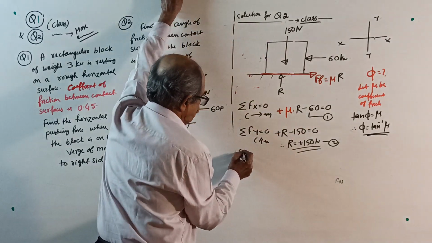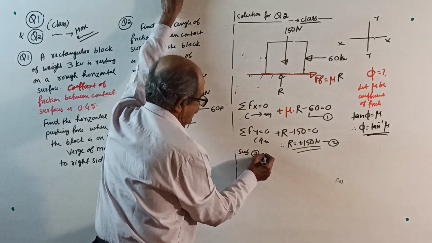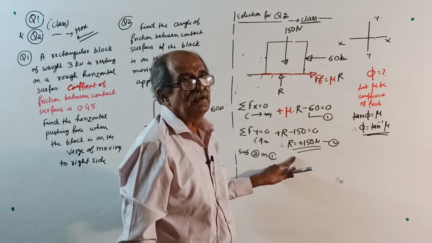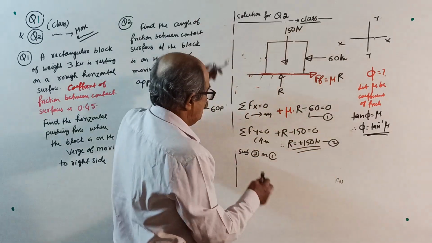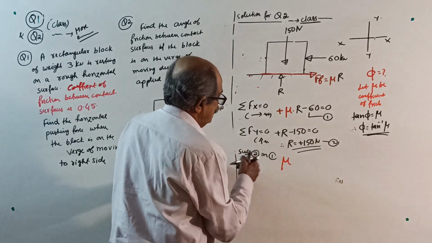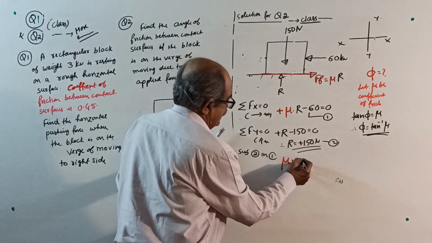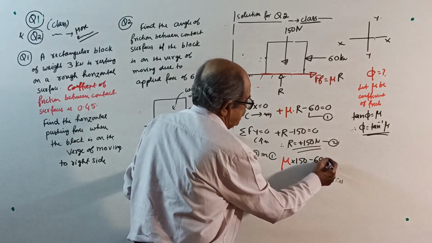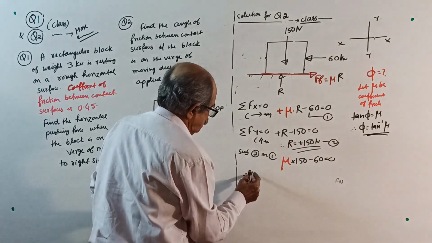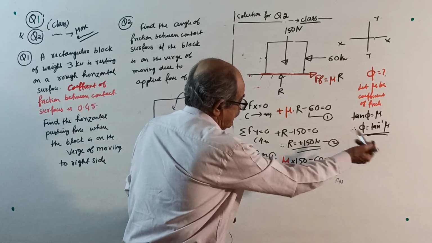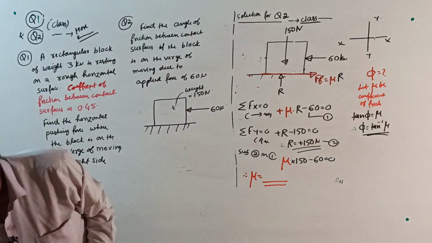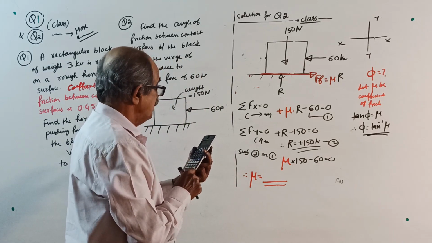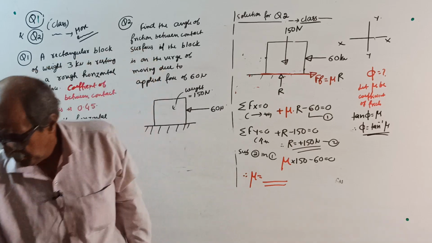Actually, calling it equation 2 is not required; you got the value of R. Therefore, substitute this R in equation 1. What you get: mu into 150 minus 60 equal to 0. Therefore, mu equal to 60 by 150, which is 0.4. Mu equal to 0.4.